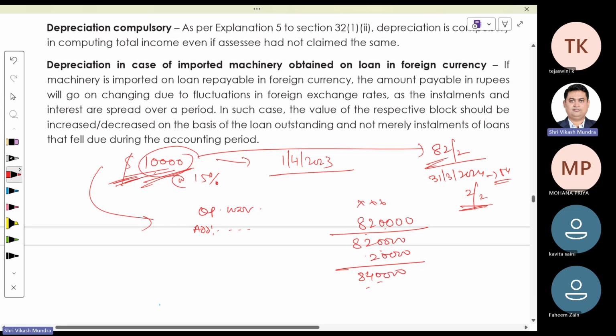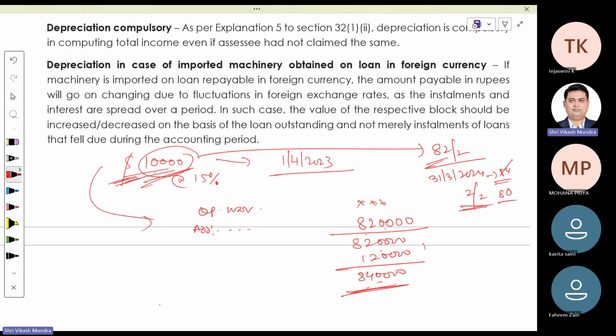On the other hand, if there is a reduction in the dollar value, say the dollar comes down to 80 rupees, in that situation I am gaining rupees 2 per dollar. So this 20,000 is required to be reduced from my value of the block, and then on the value we got after adjusting the dollar component, we shall calculate our depreciation.